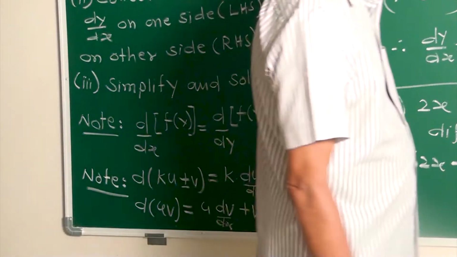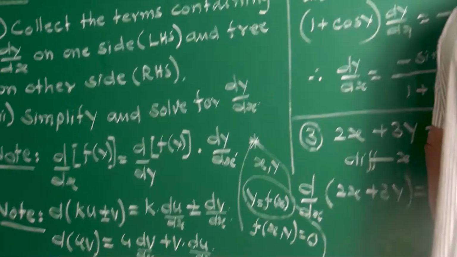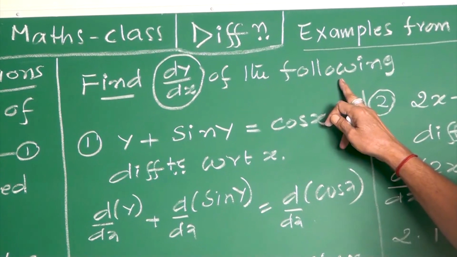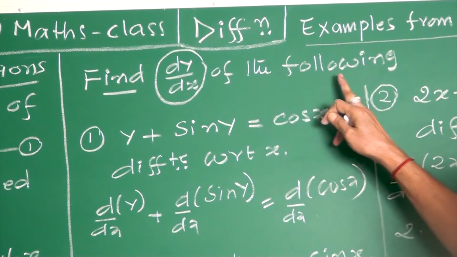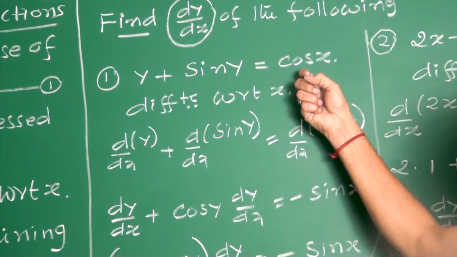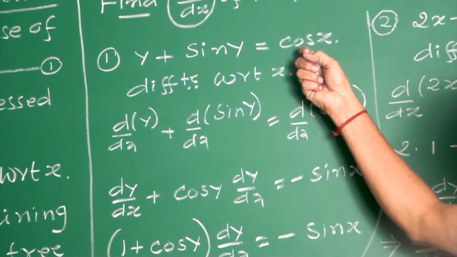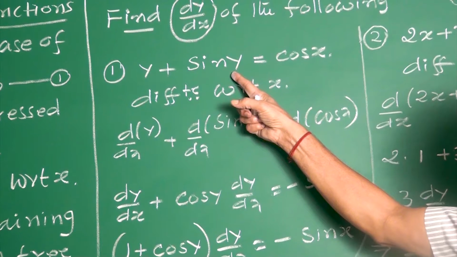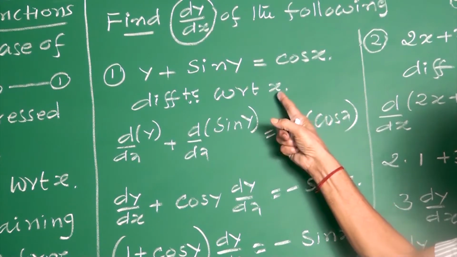See, examples are here. Find dy by dx of the following. This is the first example, which is a solved example in your textbook. y plus sin y equal to cos x.